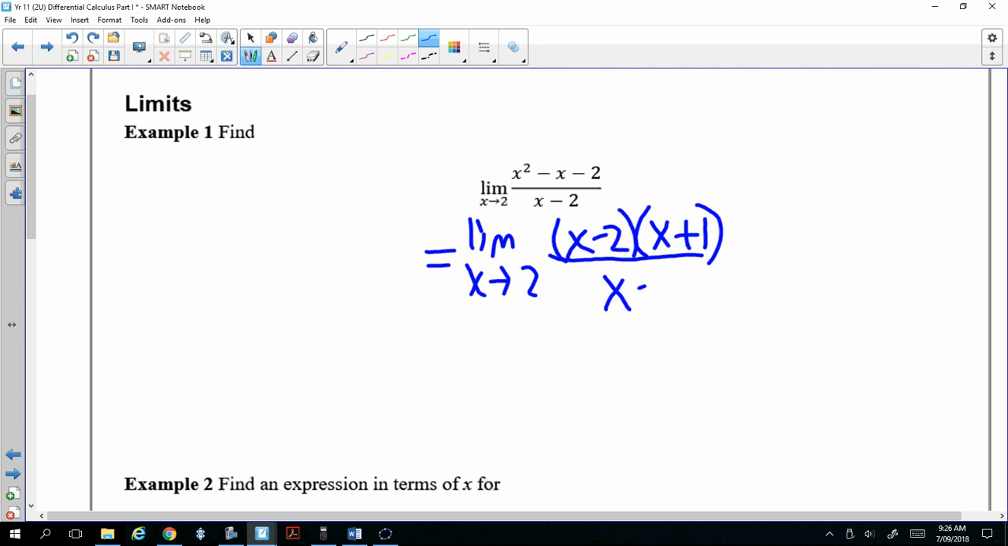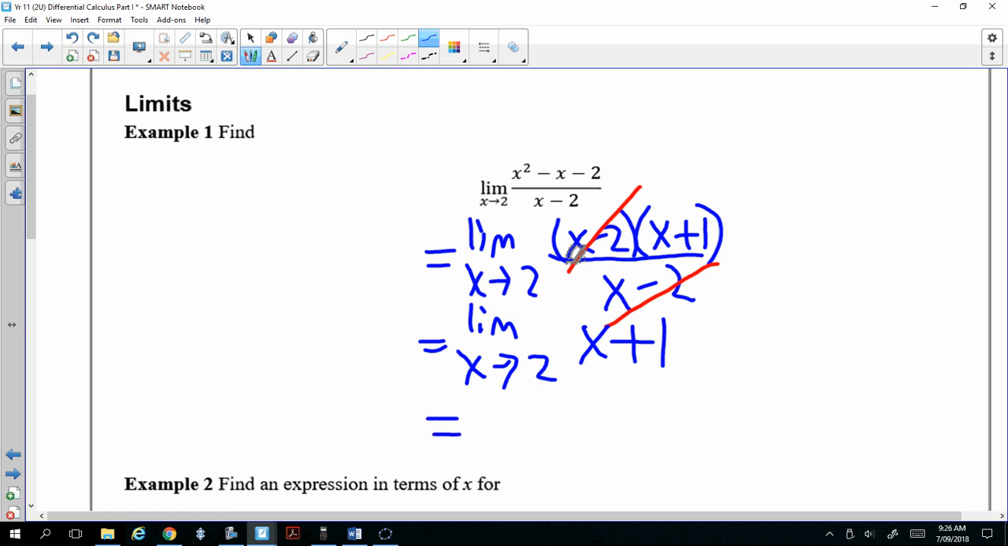Now you must cancel before you substitute, because what will happen if you substitute straight away? That's it, which you can't do. Excellent, see? That's good. You learned something very good. Okay, now, what would you do? 2 plus 1. Now you substitute. The answer is? Okay, can you try the next one?